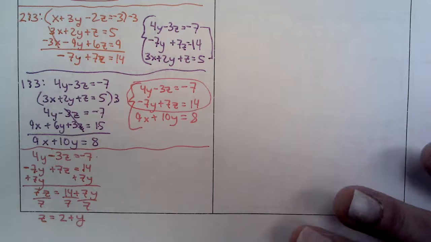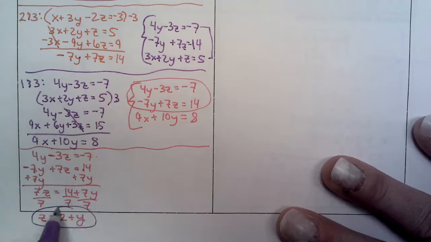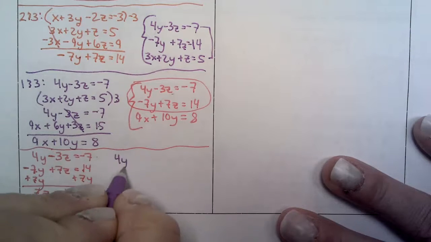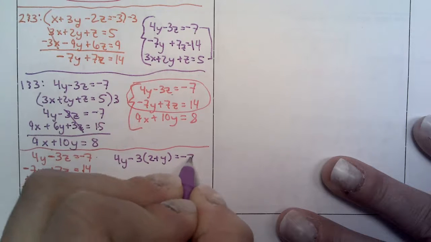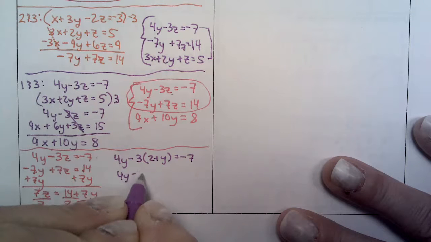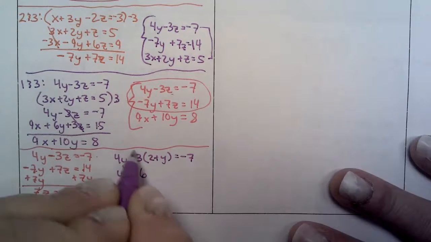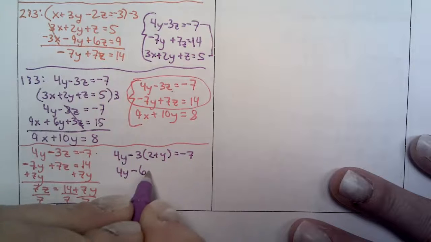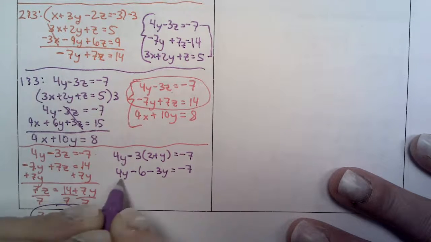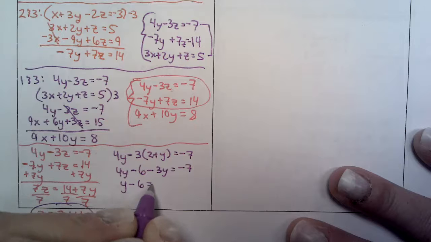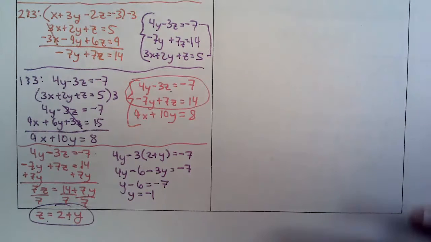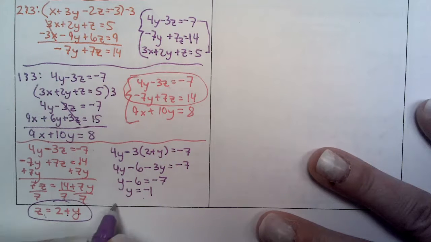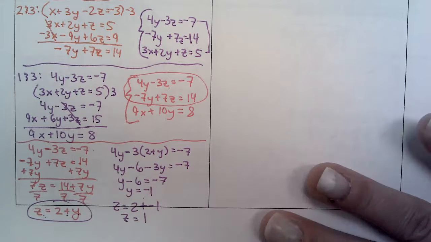Okay, so now I've got this, and I'm going to plug this back into one of these. So 4y minus 3 times, we know z is 2 plus y, equals -7. So 4y minus 6, let's see, 4y minus 6 minus 3y equals -7. So I'm going to have y minus 6 equals -7. So y equals -1 in this case. Okay, now I know what y equals. Now I'm going to find out what z equals. z equals 2 plus -1. So z equals 1.